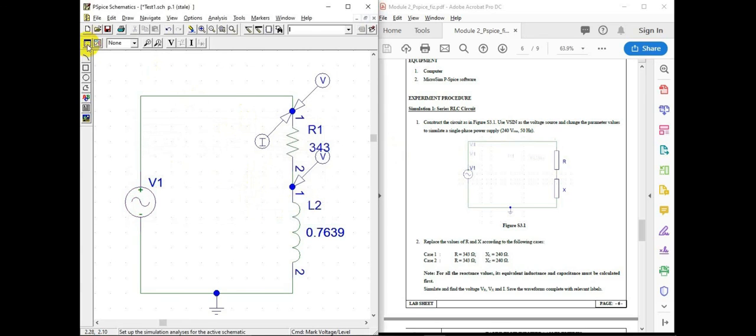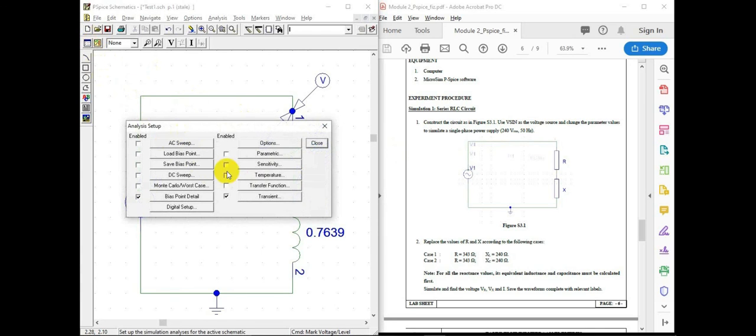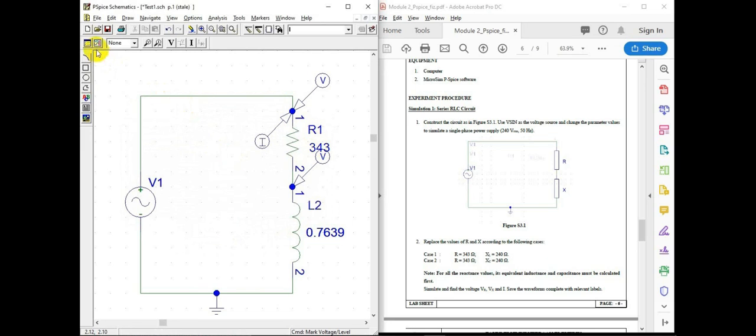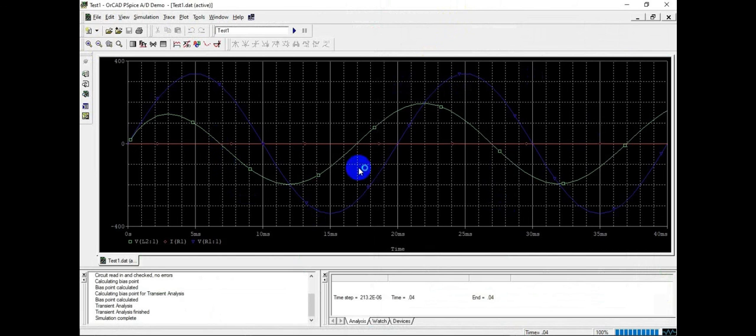Then we need to set the analysis setup and set the transient. Then we can start to simulate the circuit. This is our result.